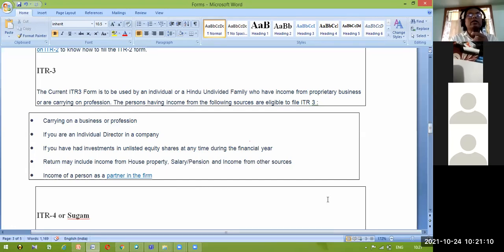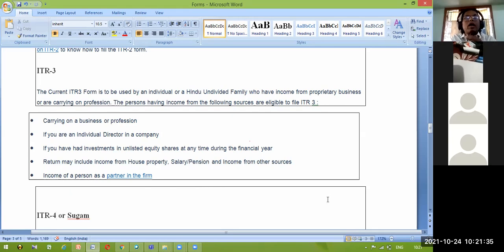If a person has income from carrying on business and profession, it will come under ITR 3, and that must be a proprietary business. You know it. And a sole trader. If you are an individual director of a company, come to ITR 3. If you have investment in unlisted shares at any time, come to ITR 3. This will also be covered by ITR 3.